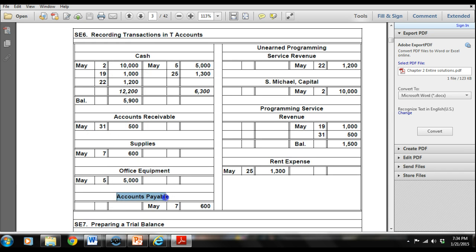Then on the next one down here, accounts payable. And then over here, if I'm going too fast, you guys can let me know what I'm doing. Unearned programming service revenue, which is a liability. And then S. Michael capital. And then programming service revenue. And then rent expense.